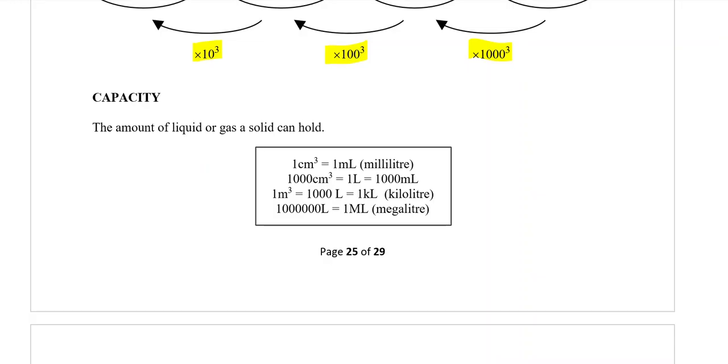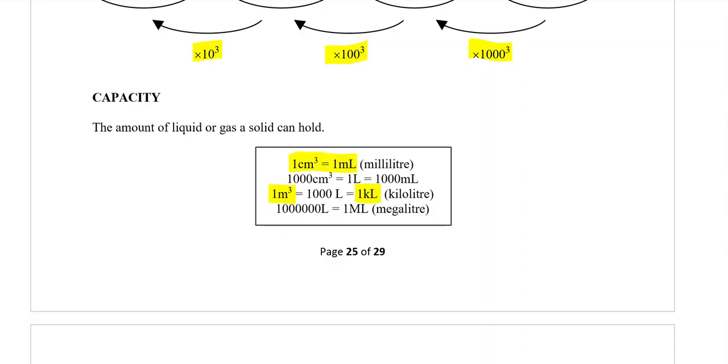Now the ones that I choose to remember are these ones. I say 1 centimeter cubed is the same as 1 milliliter. The other one I remember is that 1 meter cubed is equal to 1 kiloliter. So that way you can change straight from a volume unit into a capacity unit. And then you can change between your different capacity units if you need to.